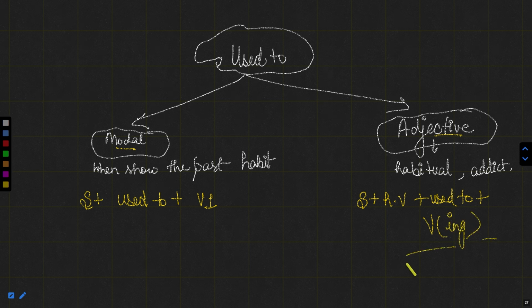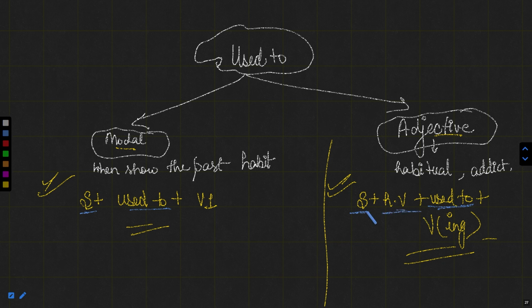Now, this is the basic rule to remember: if the subject is followed by used to directly, we have to use the first form of verb after it, because this comes in error many times. Subject plus helping verb, and after that used to, also comes in error many times. You can see the difference over here. Here we have used to just after the subject, whereas here we have used to after the subject and the helping verb in between.